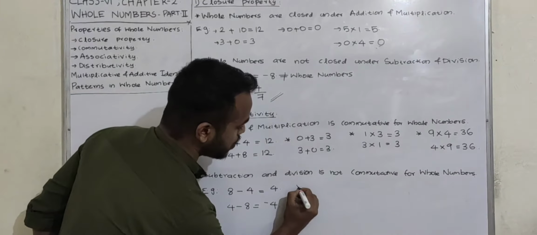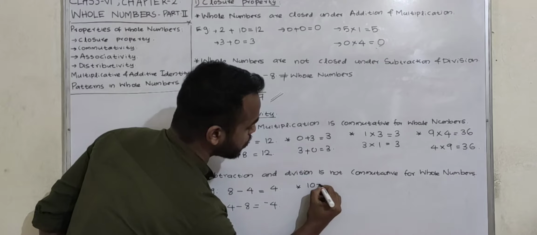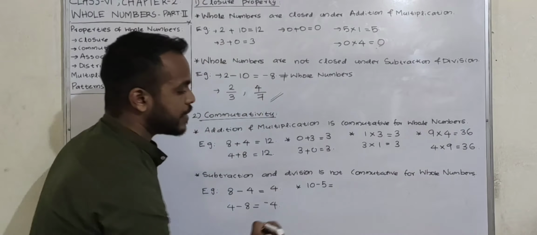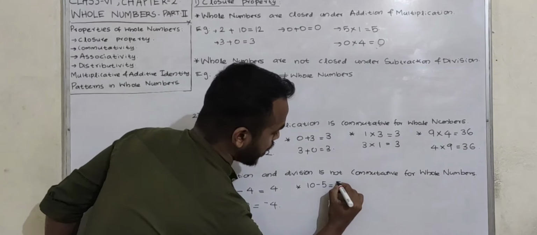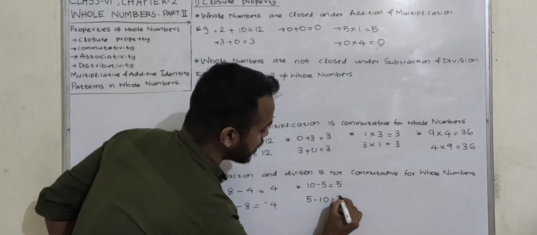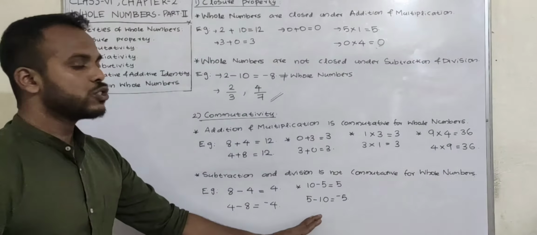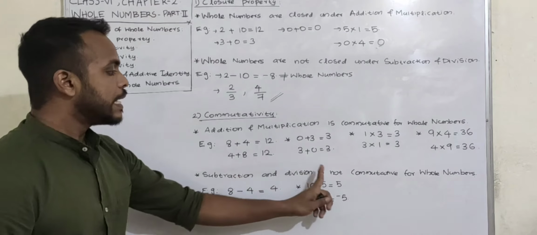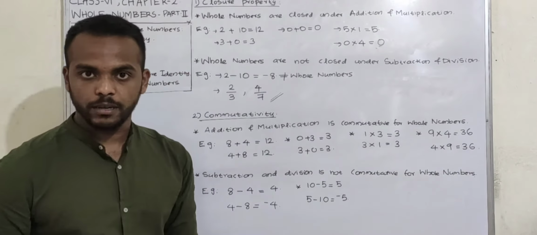Another example. What is 10 minus 5? 10 minus 5 is 5. But what is 5 minus 10? It is minus 5. So we can say subtraction is not commutative for whole numbers.